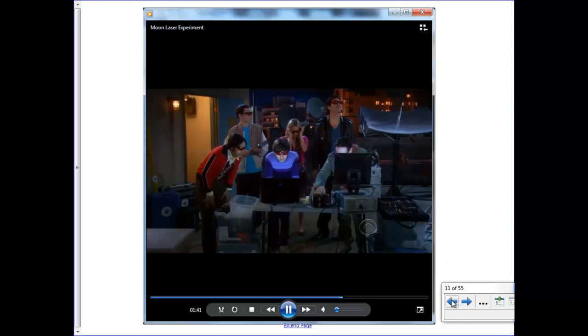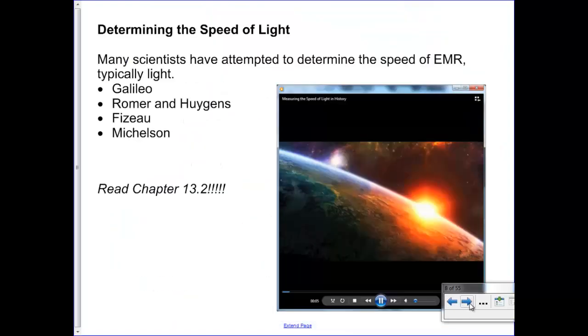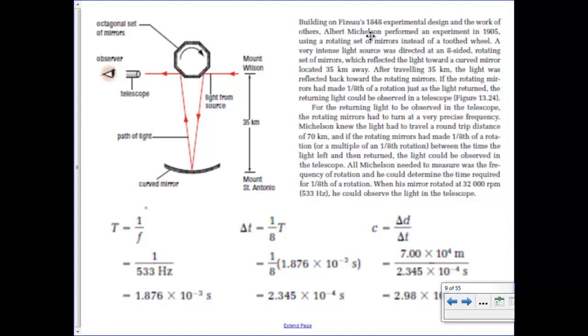Okay, there's one more experiment that I kind of glossed over here. This one is by Michelson. And I hope I can explain this one well, because it's tricky to understand. I even struggle with it sometimes. Here's their idea. They wanted to shoot light at an octagonal mirror, and then it hits a curved mirror. It would come back again. Let me try it again.